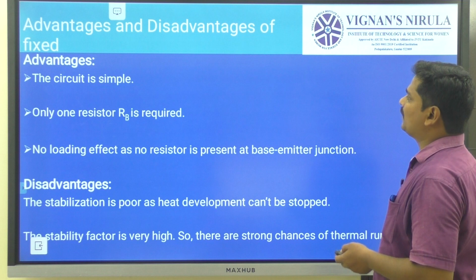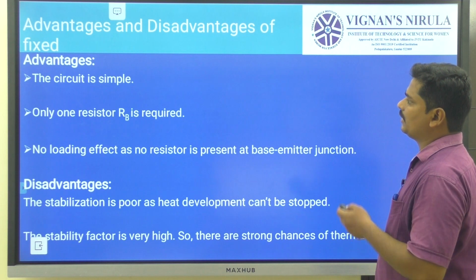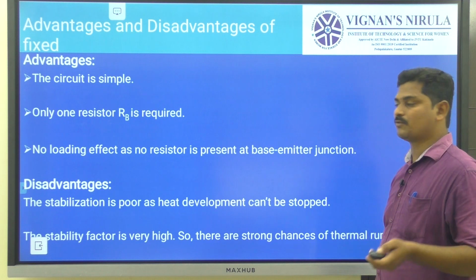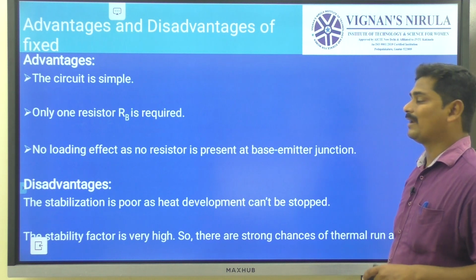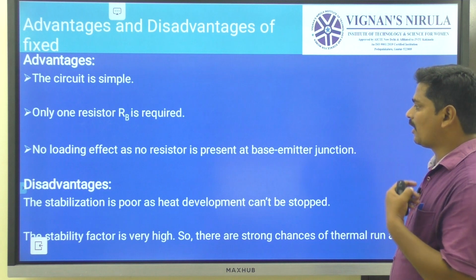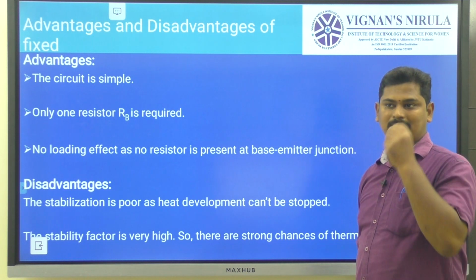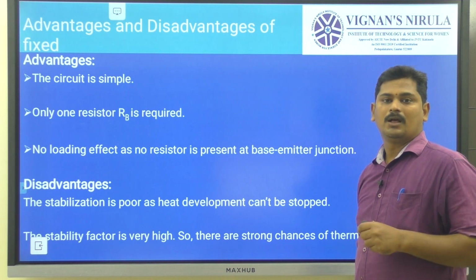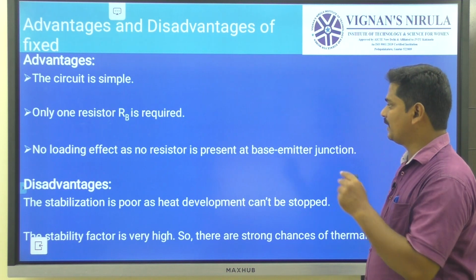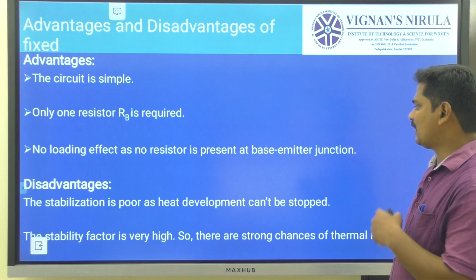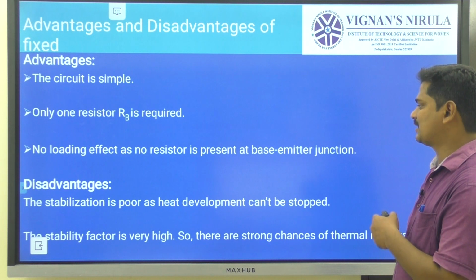These are all the advantages and disadvantages of the fixed bias. The advantages are that the circuit is simple. Only one resistor is required, that is the RB resistor. If you fix the value of RB, then automatically the entire input values of your fixed bias will be fixed, and there is no loading effect as no resistor is present at the base emitter junction.